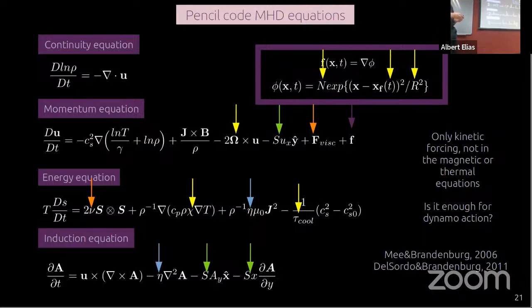So the question is, and look, this forcing is only applied on the momentum equation. A lot of other forcings are also applied in the entropy or energy equation. So this is a bit simple. But the question is, can this kinetic forcing generate dynamo action by itself? And actually, there are two papers that used this forcing. They did not use MHD. They only used hydrodynamics without the magnetic field. And we copied a bit what they did, adding the magnetic field and trying some different kinds of parameter space.